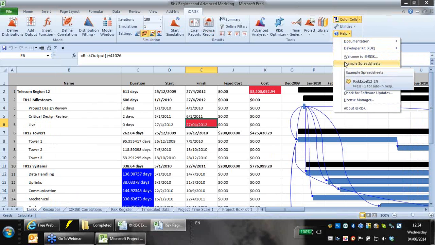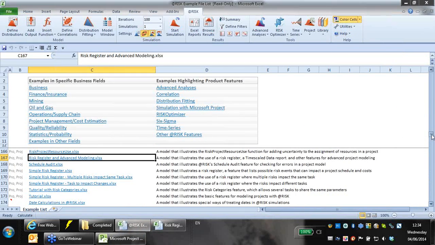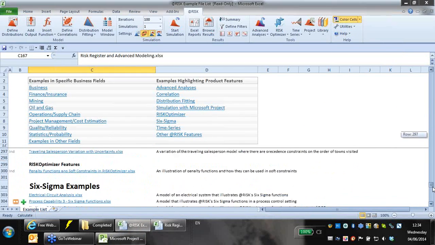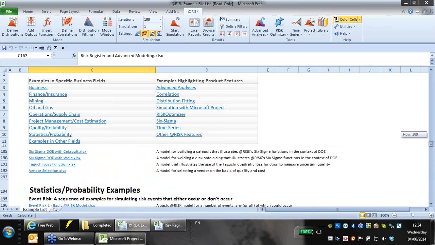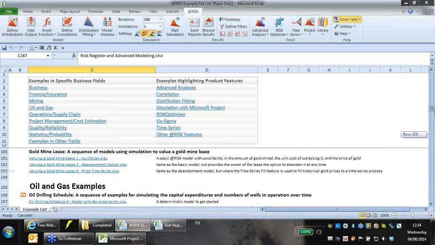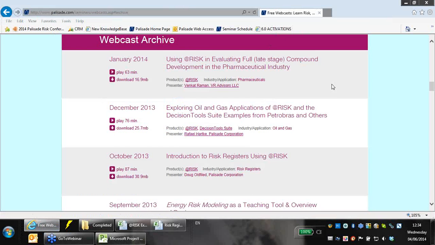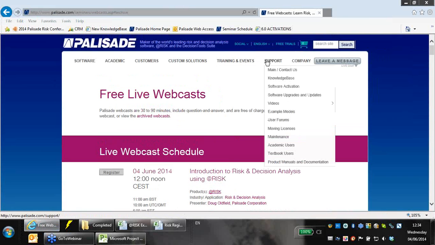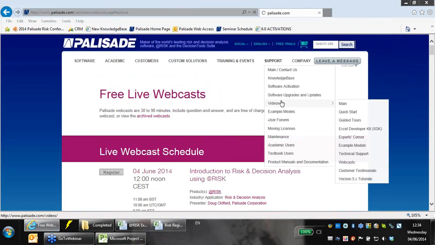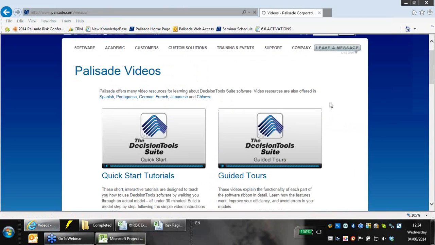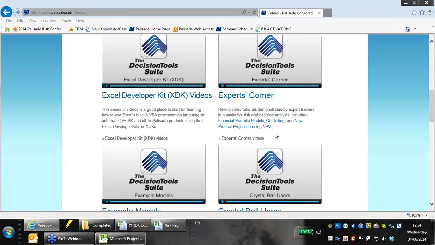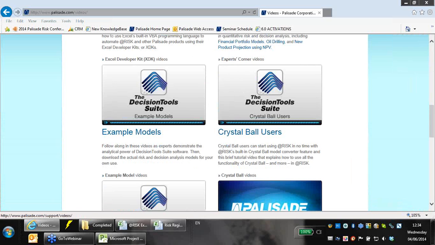In At-Risk, under help, example spreadsheet, you've got probably hundreds now of different example models for lots of different industries, for different applications and so on. So do take a look at these if you're just starting out with the products. And on our website, if I scroll up and go to support, under videos, we've got lots of different types of videos, quick start tutorials, and lots of different things here.